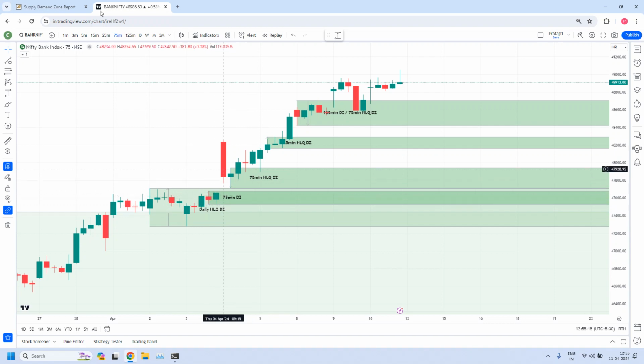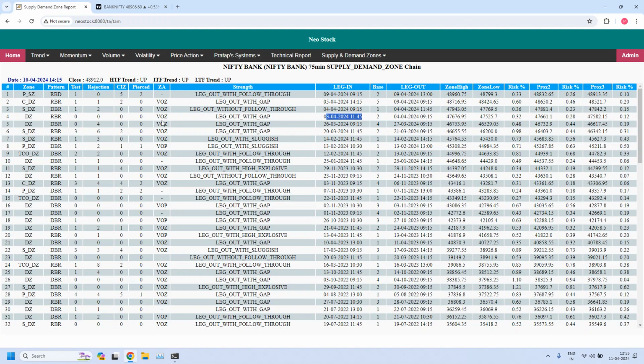Rally base rally. That's why our software identified this as, see here, RBR, rally base rally. It is not saying rally base drop. It is saying rally base rally. So see, software is an intelligent system. It always looks from the dynamic point of view. We always see static point of view. But software has been developed in a dynamic way. So that dynamic structures it understands, even the patterns also.